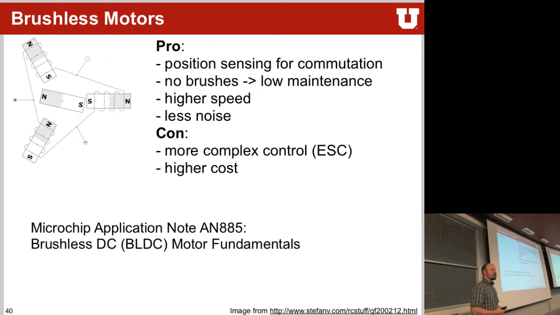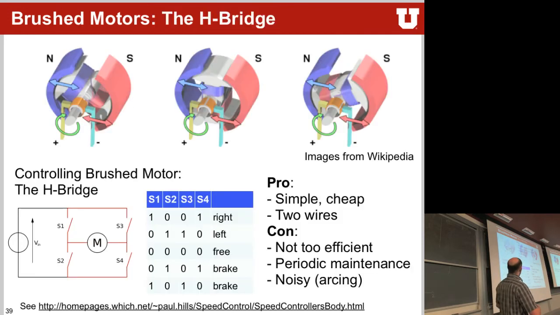Brushless motors don't have brushes. Brushes are the things that touch either the north pole or the south pole, and when they flip around, the motor turns, but they are actually touching each other. That's where the maintenance comes from. They are actually getting used, and over time, the brushes themselves break, and you have to replace them.